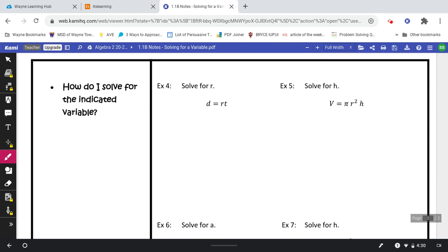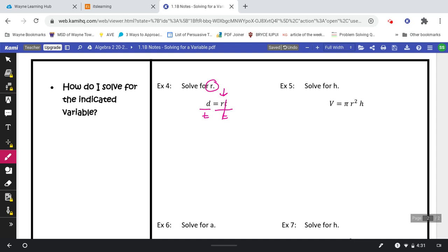So this next section says, how do I solve for the indicated variable? So on each one, they're going to tell you which letter, which variable they want you to solve for. Here, they want us to solve for r, which means we need to get the r by itself. I need to get rid of t. Because the r and the t are right next to each other, it means they're being multiplied. So I'm going to go ahead and do the opposite of that. Divide by t.